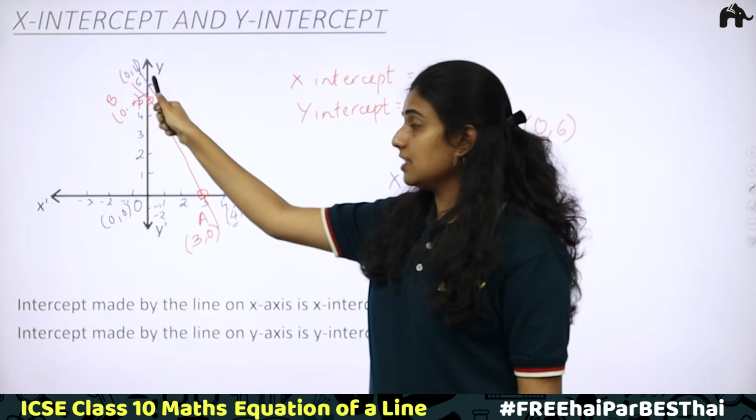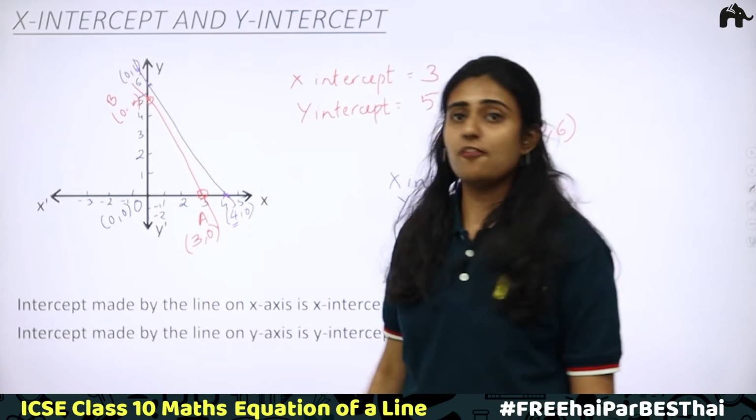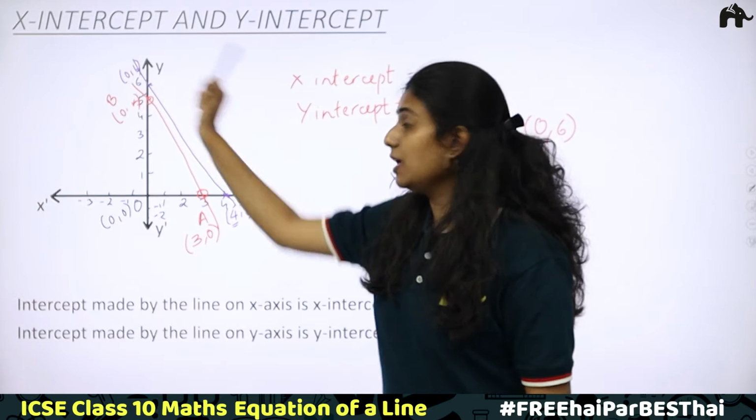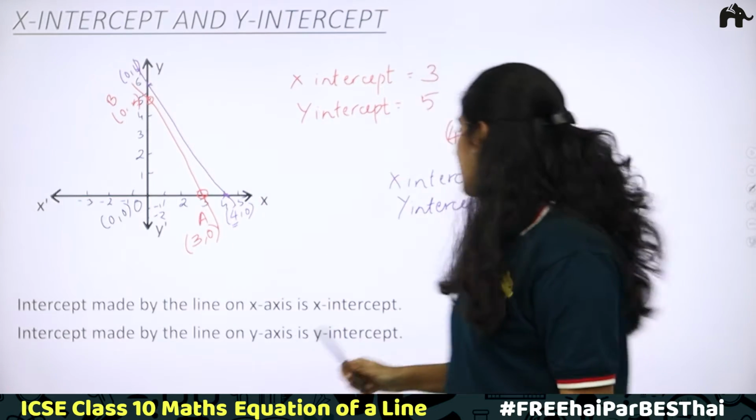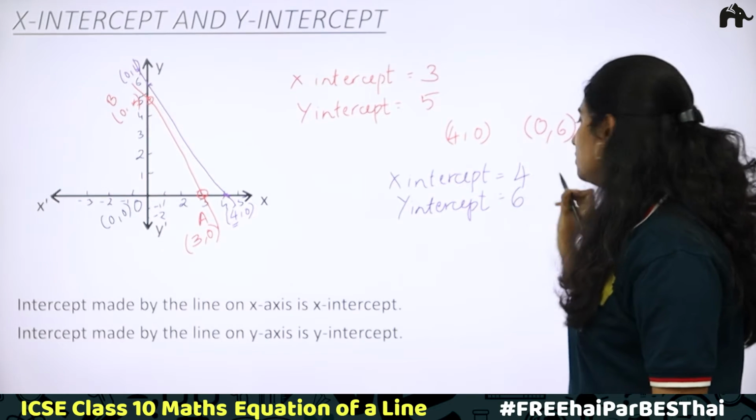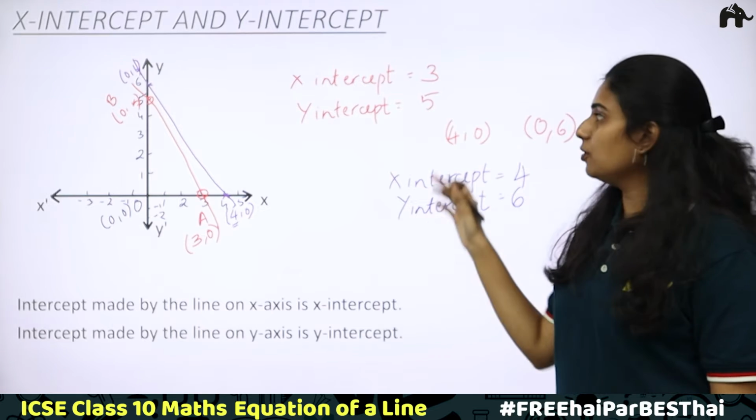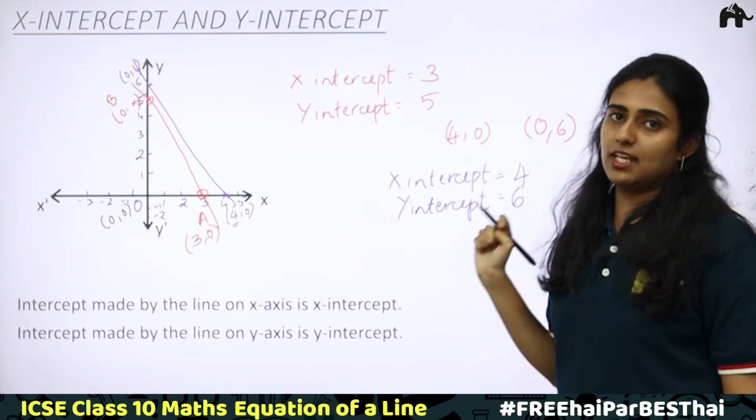Consider this point. This is a point where the line cuts or meets the y-axis. For this point, we have to take not the x coordinate but the y coordinate. Here the y coordinate, or the ordinate, is equal to 6. Therefore, the y-intercept is equal to 6. Now, you understood what x-intercept and y-intercept are. You know how to find the x-intercept and y-intercept when a line is given.